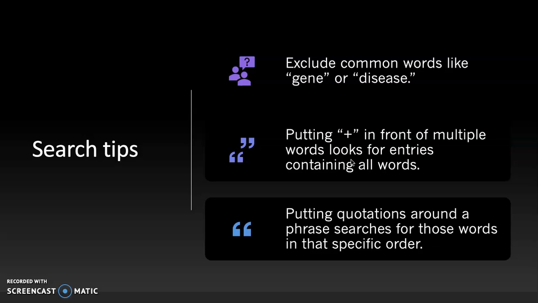A few search tips before you start using OMIM. You want to exclude common words like gene or disease because most search results will have the word gene or disease somewhere in them. You can also add pluses or minuses in front of words that you do or don't specifically want to come up in your results. And you can put quotes around phrases that you don't want broken up within your results.